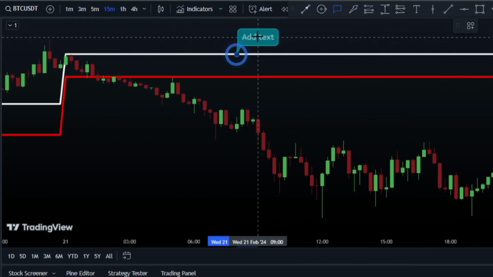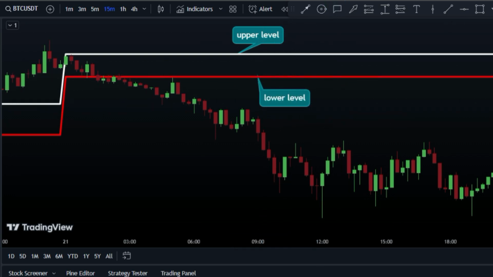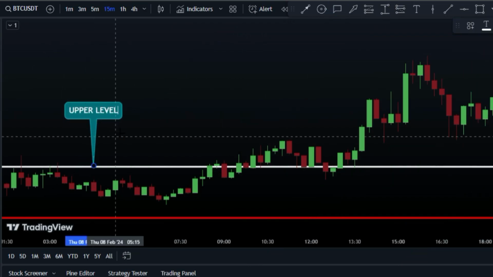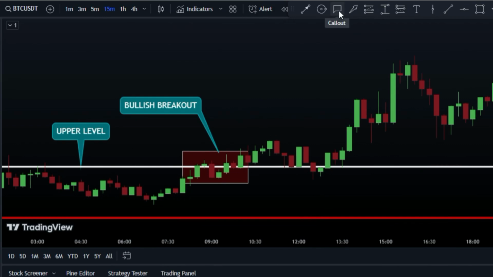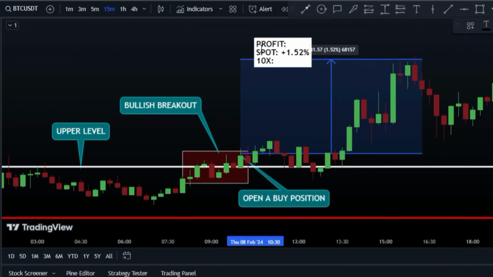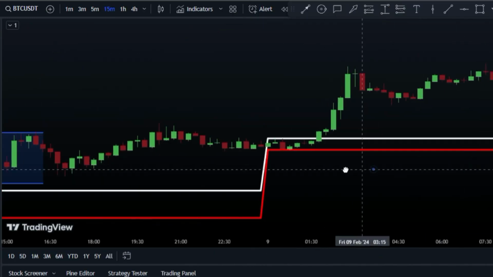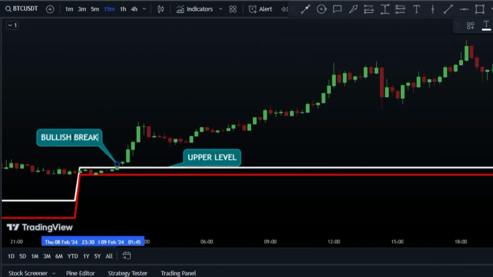You'll notice two lines on the chart, which we refer to as the upper and lower level. Our goal is to identify when the price breaks through these levels, as this will signal a potential trading opportunity. In the first example, the price breaks through the upper level, giving us a buy signal. In this case, the trade resulted in a 15% profit. In another instance, a similar buy signal led to an impressive 56% profit from a single trade.